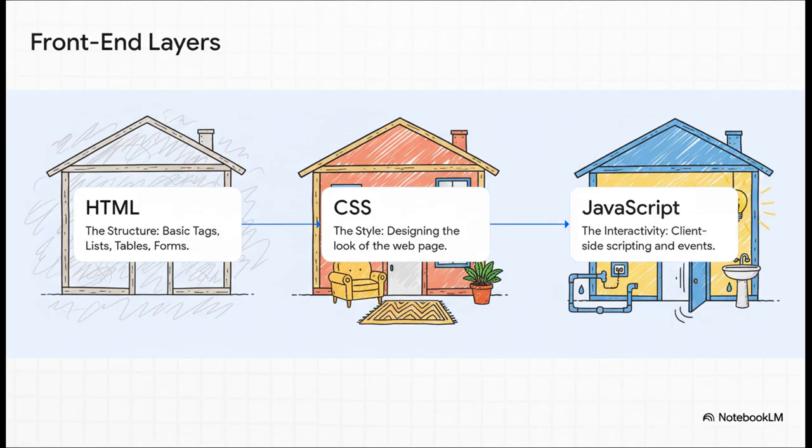And the easiest way to think about them is like building a house. First, you have HTML, which is the raw structure, the studs, the beams, the skeleton. Then CSS comes in. That's the paint, the wallpaper, the furniture. It makes it all look good. And finally, you have JavaScript. That's the electricity and the plumbing. It makes the doors open, the lights turn on. It brings the whole house to life.